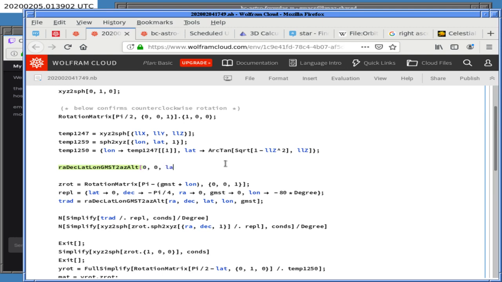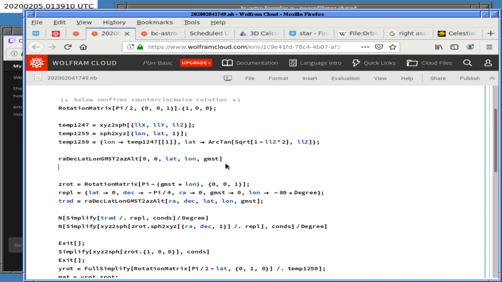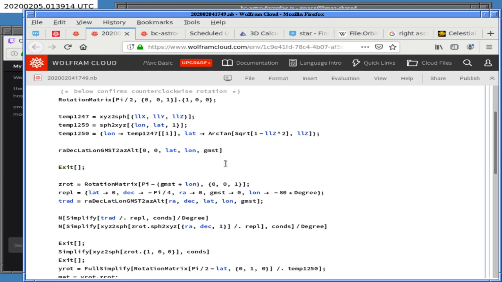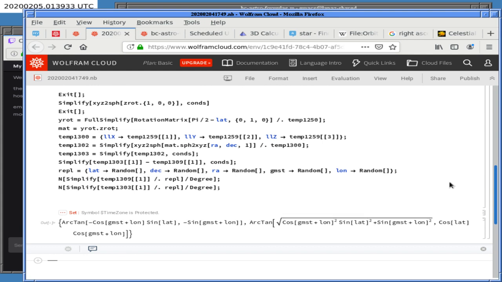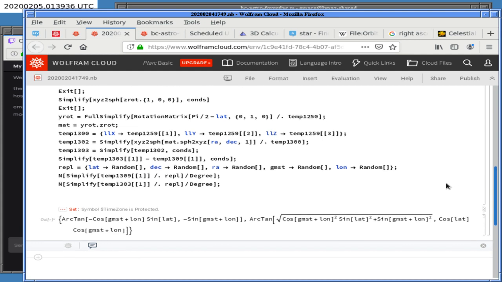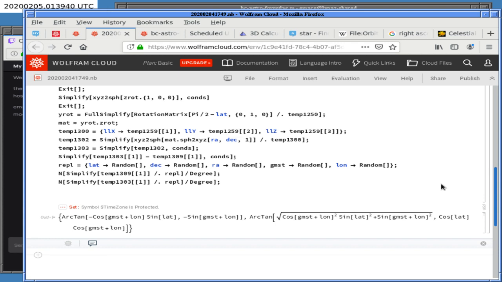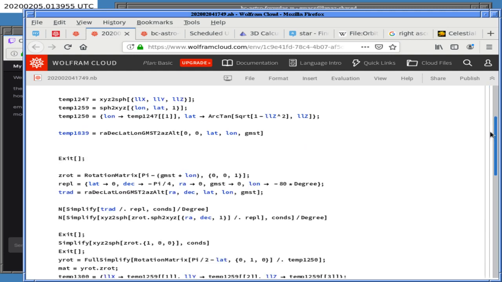So the lat, lon, and GMST are going to determine the actual results. And the GMT is really just GMST plus lon, but whatever. Okay, and so we're going to define this to be temp 1839. So we do this, actually that is what we want, so let's go ahead and print it out. Okay. So arctan of that, which very much looks like it should be, that's kind of strange. Okay.